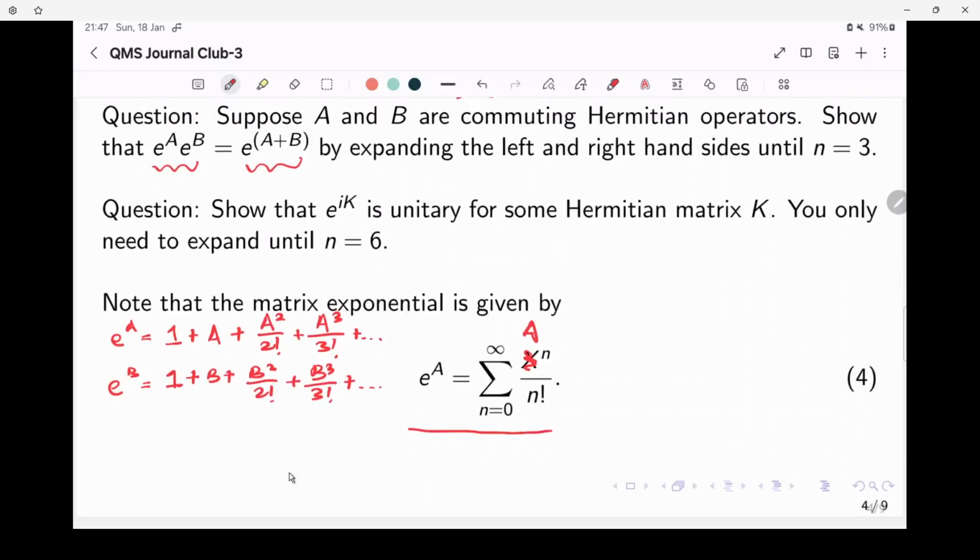Now let's look at the right hand side. I will let e to the power of z equal e to the power of a plus b. So z equals a plus b, so that I can simply write down the expansion. Of course, you can also write it down without any trouble.